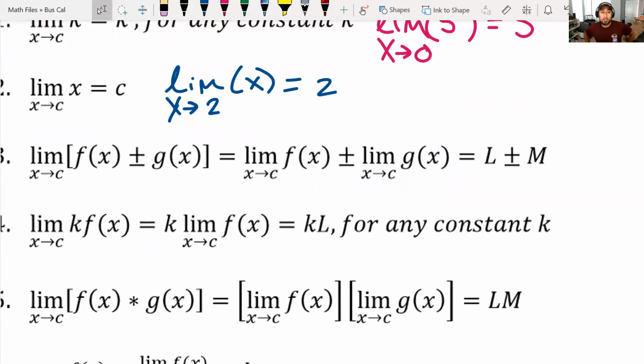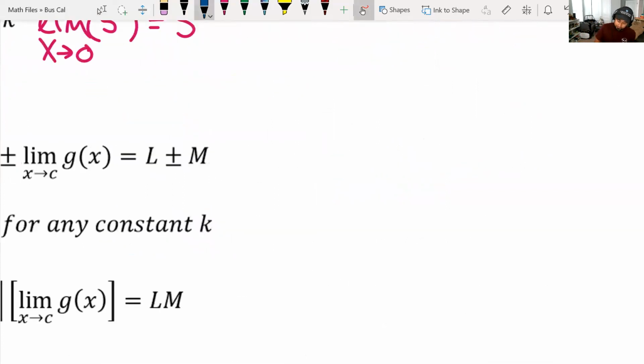The third property says the limit can be applied over addition or subtraction to multiple limits. So this says the limit of f of x plus or minus g of x can be split into the limit of f of x plus or minus the limit of g of x. That's it. So let's say I have the limit as x approaches 1 of x plus 5.